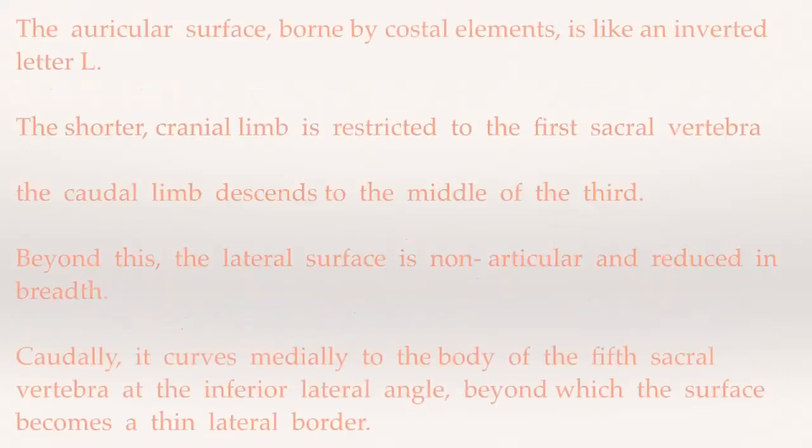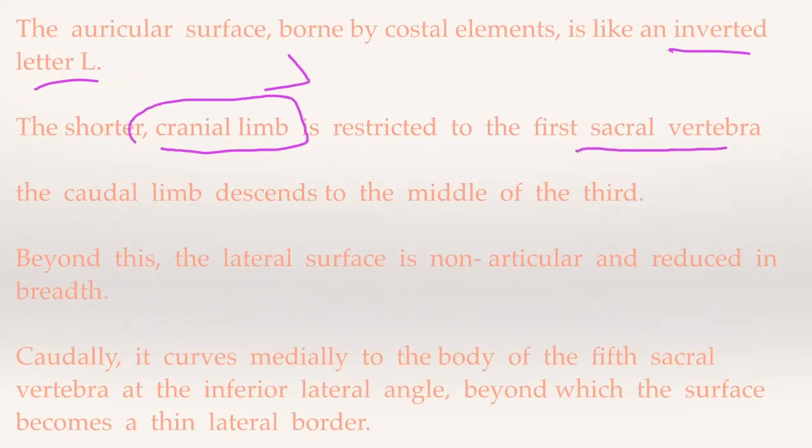The articular surface bound by costal elements is like an inverted L. The shorter cranial limb is restricted to the first sacral vertebra. The caudal limb descends to the middle of the third vertebra. Beyond this, the lateral surface is non-articular and reduced in breadth. Caudally, it curves medially to the body of the fifth sacral vertebra at the inferior lateral angle, beyond which the surface becomes a thin lateral border.